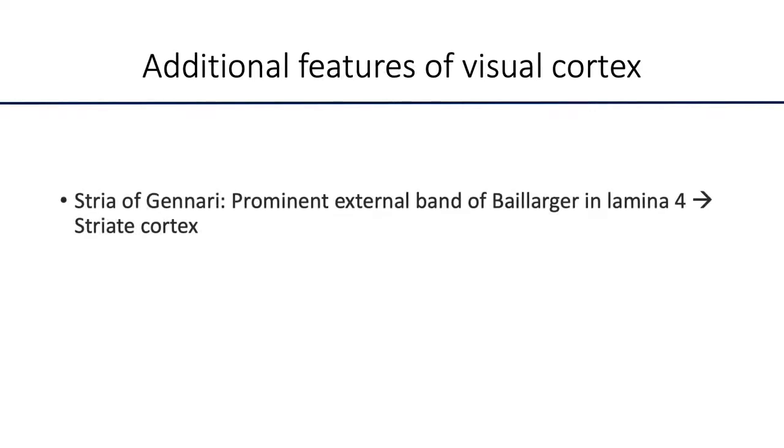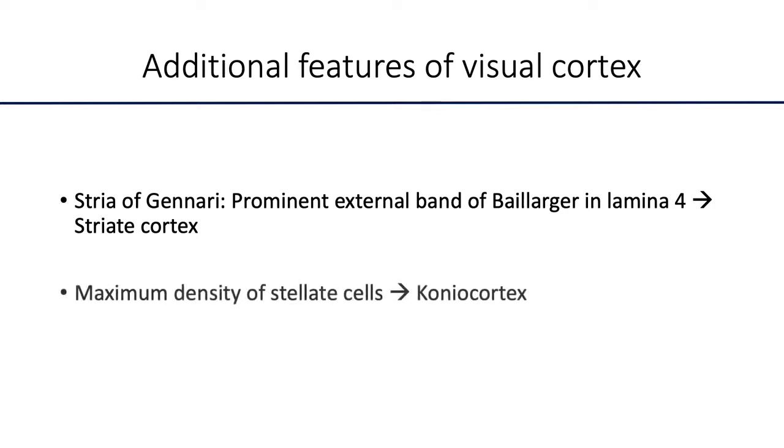In case of visual cortex, the external band of Baillarger in lamina 4 is very prominent, known as stria of Gennari, and that's why this cortex is also called as striate cortex. Plus, there is maximum density of stellate cells here, so it gets the name as koniocortex because the granule cells appear like dust particles.